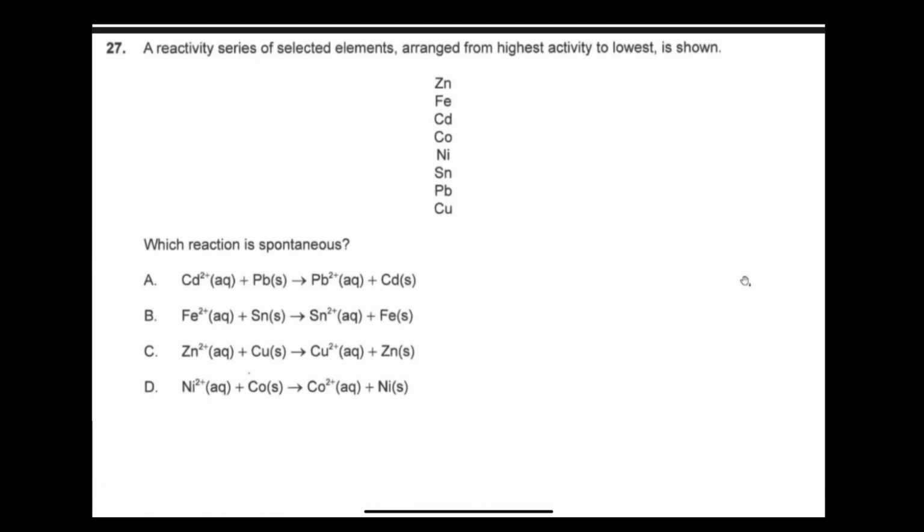Next, we have the reactivity series. We have to find which reaction is spontaneous. If a reaction is spontaneous, a more reactive element will remove a less reactive element from its ionic state, or from its salt, whatever you say. Cd2 plus and Pb. Cd is here, Pb is here. Pb is less reactive than Cd, so Pb cannot remove Cd from its salt. So this reaction is not spontaneous.